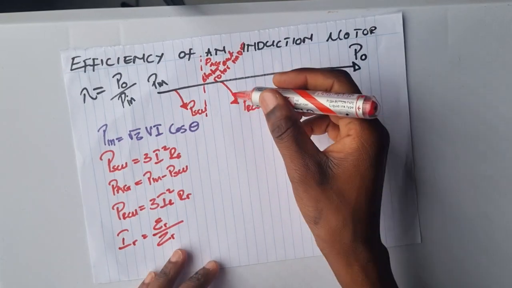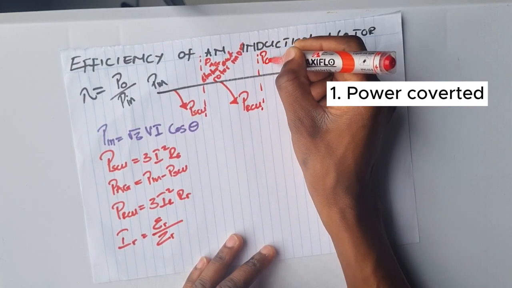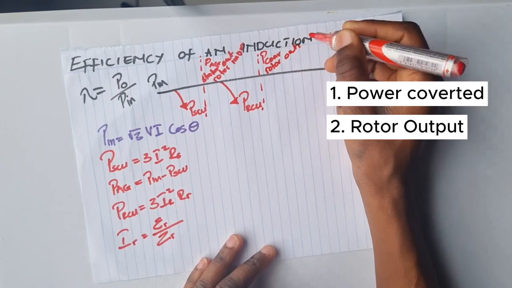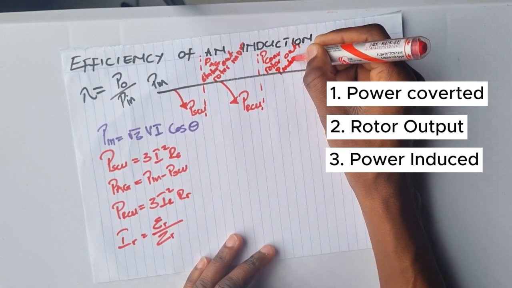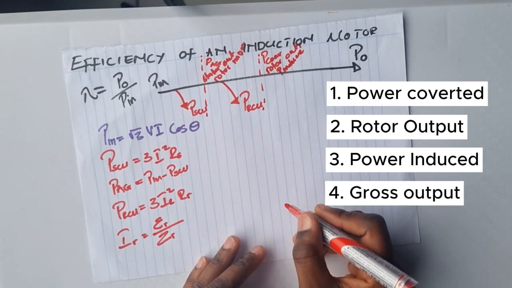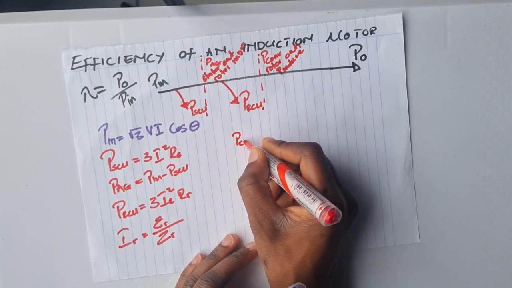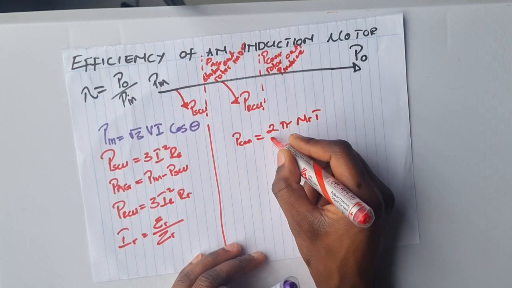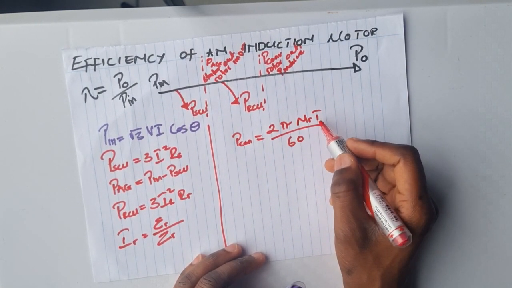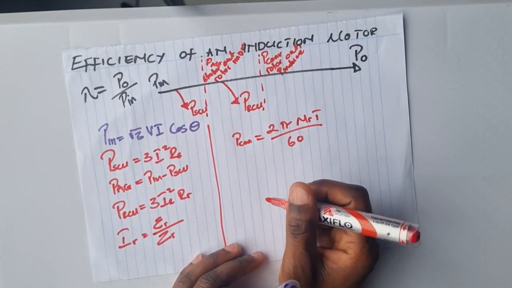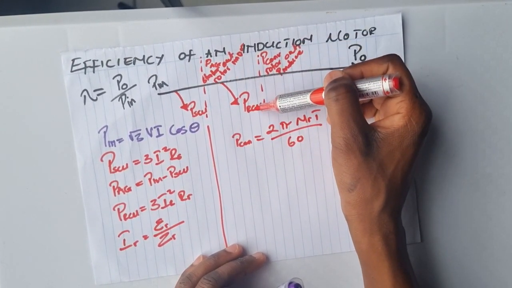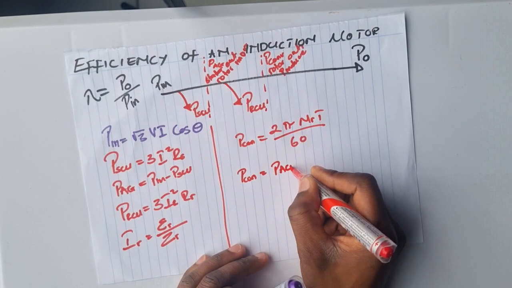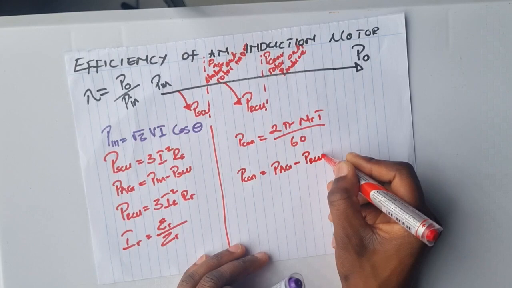After the rotor copper losses, we're going to have P conv. P conv is also called rotor output. It's also called P induced. P conv can be calculated using the formula 2 pi n R T over 60, where n R is the rotor speed and T is the torque. It can also be calculated as PAG minus rotor copper losses. We can also say P conv is equal to PAG minus P rotor copper losses.